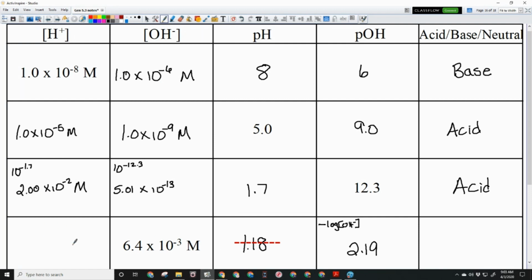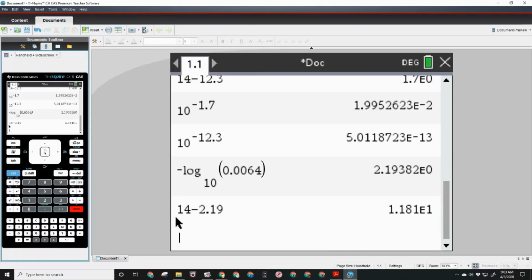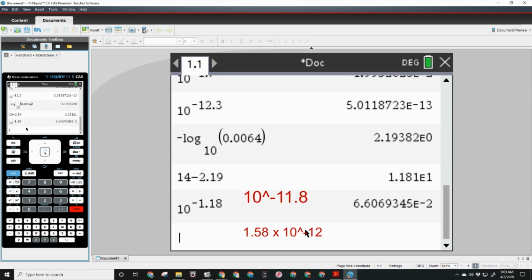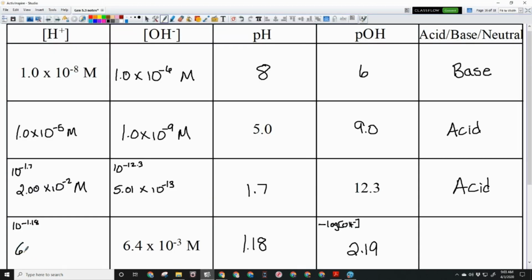And to get the concentration, it's 10 to the negative 1.18. Okay, so 10 to the negative 1.18. That's going to give us 6.61 times 10 to the negative 2 molarity. Okay, so the pH is 1.18. That's really, really acidic. Okay. All right, so that's it for 7.2.